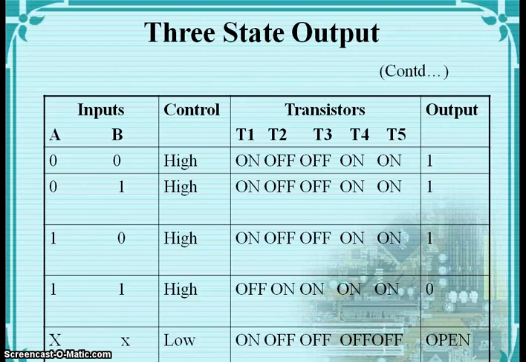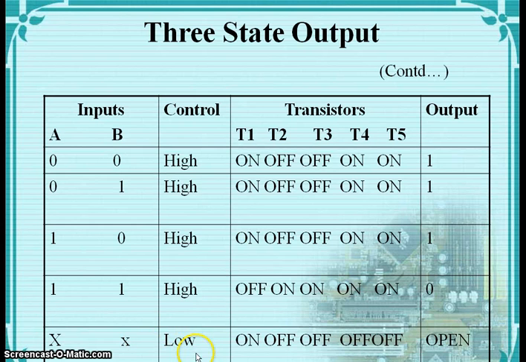for different input configurations. When both the inputs are 0, the transistors T1, T4 and T5 are on and T2 and T3 are off. So the output will be high. When one of the inputs is low, the transistors T1, T4 and T5 are on again and T2 and T3 are off. When both the inputs are high, transistors T2, T3, T4 and T5 are on and transistor T1 is off. So the output is 0.